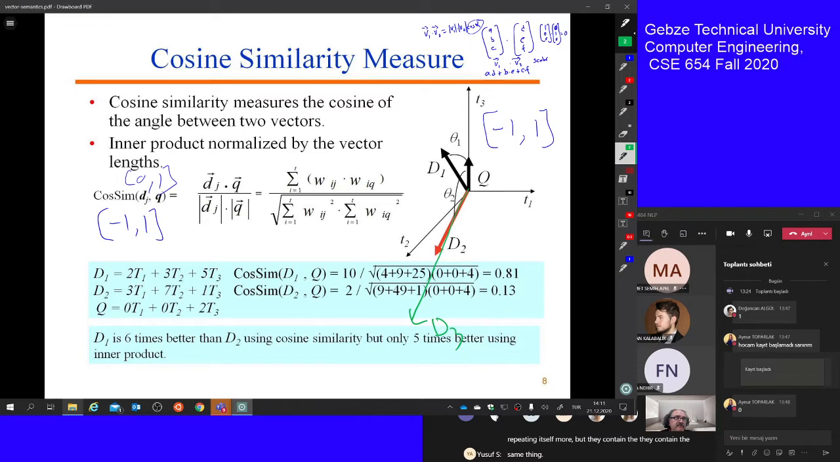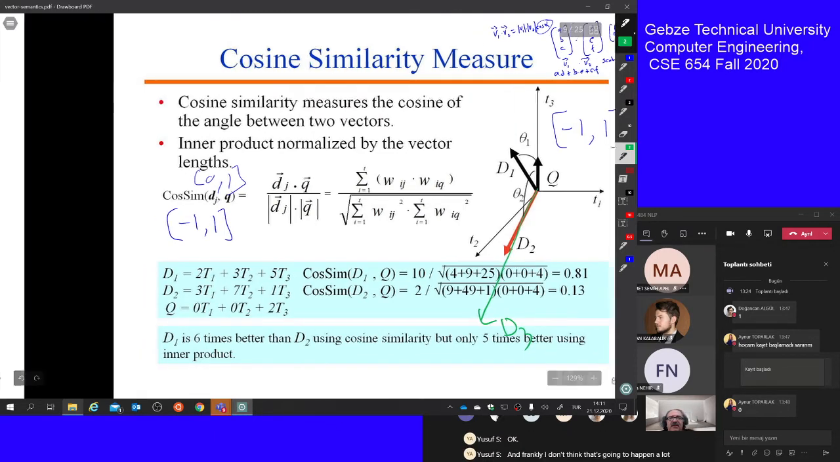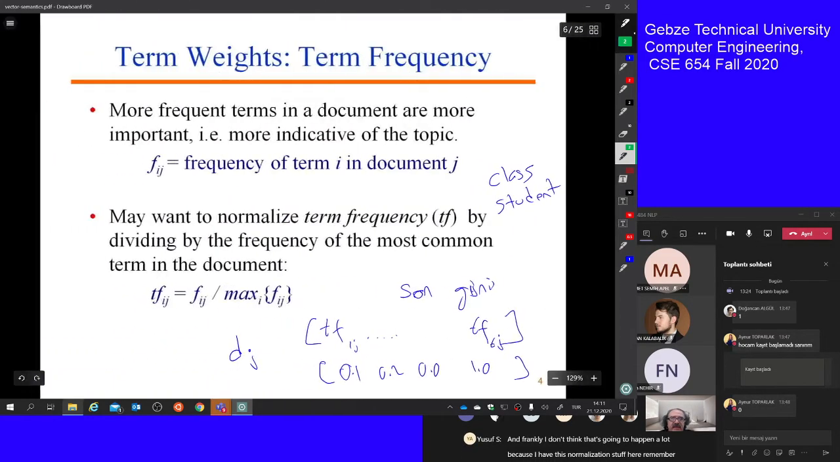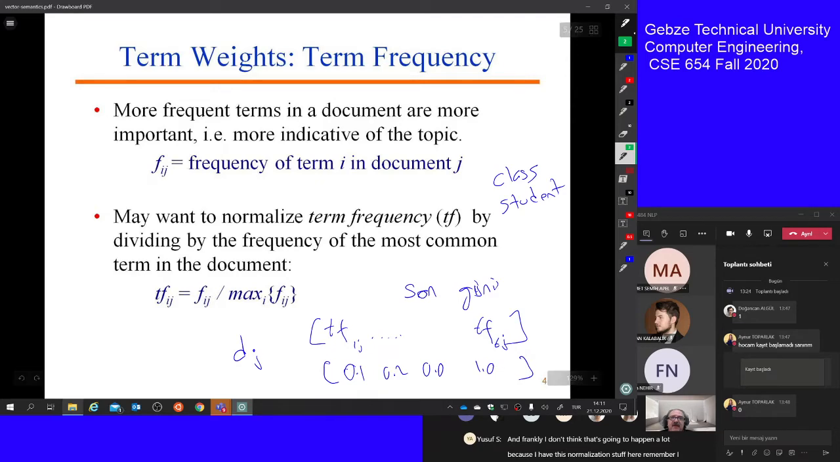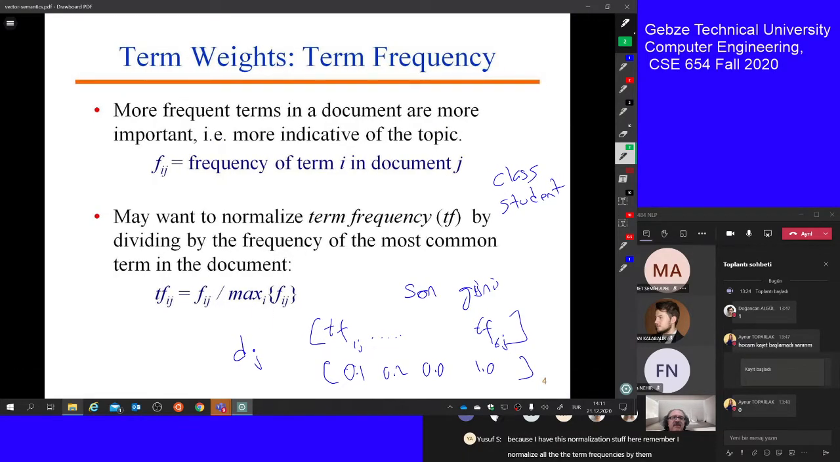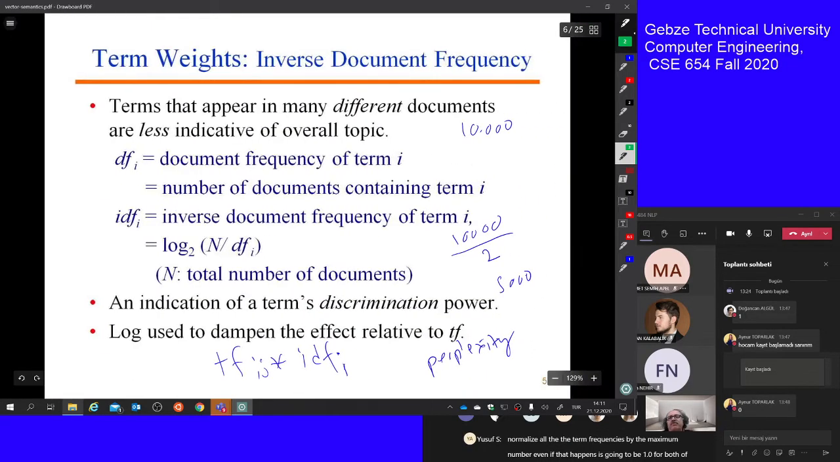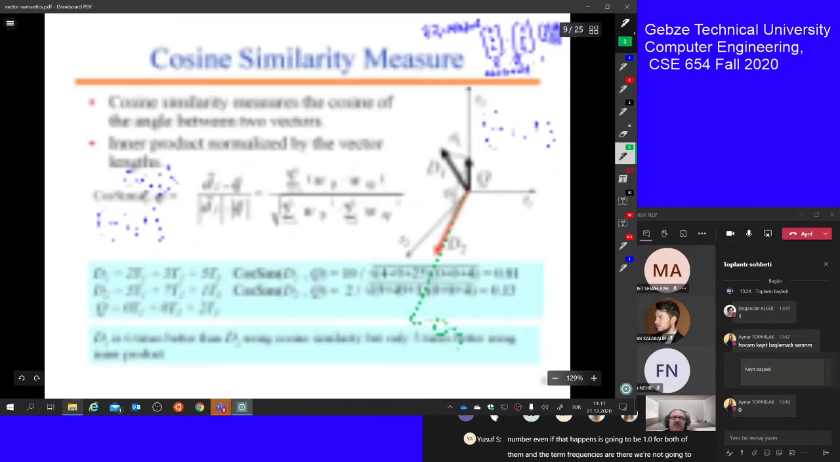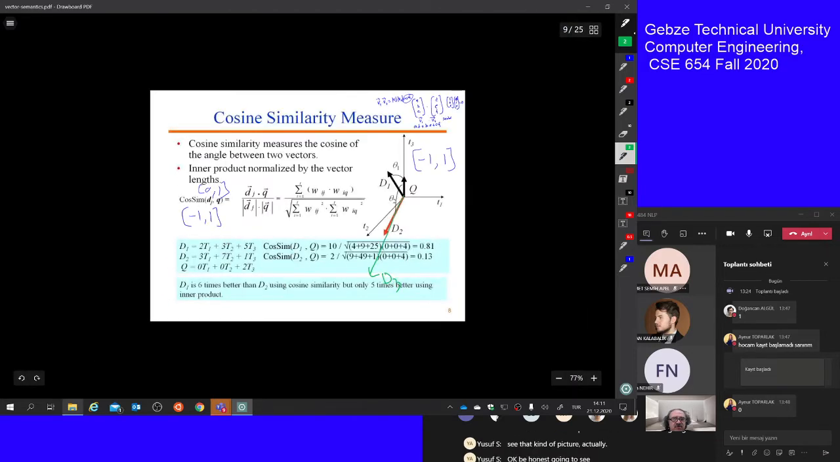Okay? And frankly, I don't think that's going to happen a lot because I have this normalization here. Remember, I normalize all the term frequencies by the maximum number. Even if that happens, it's going to be 1.0 for both of them. We are not going to see that kind of picture, actually.